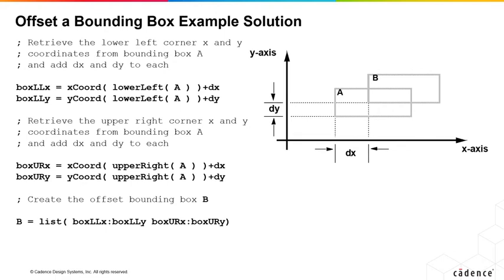So here's the example solution for offsetting a bounding box. In the first 2 lines of code here, you can see the comments. They explain that we're going to retrieve the lower left corner x and y from bounding box A, and then also add dx and dy to each of those coordinates. And in the second block of code here, you'll see that we're going to retrieve the upper right corner x and y coordinates from bounding box A and also add dx and dy to those coordinates. And then finally, we'll create the new bounding box B by specifying the newly computed coordinates for the lower left x and y and the upper right x and y.